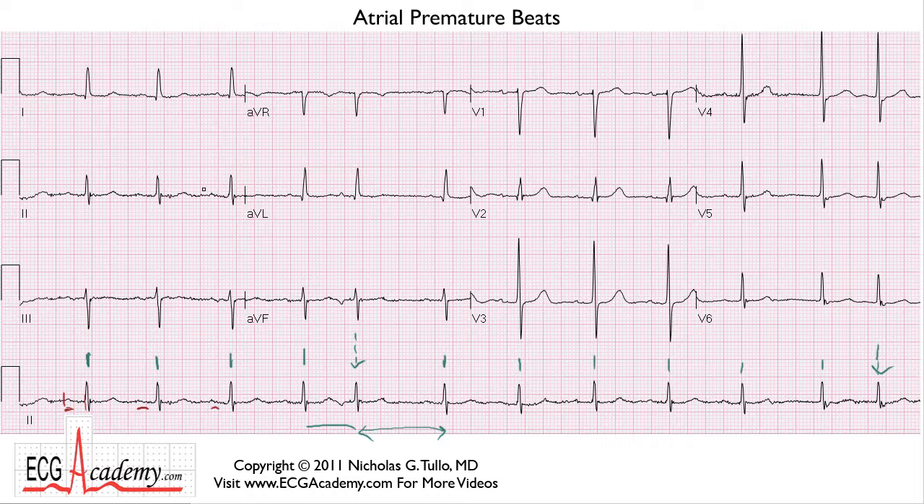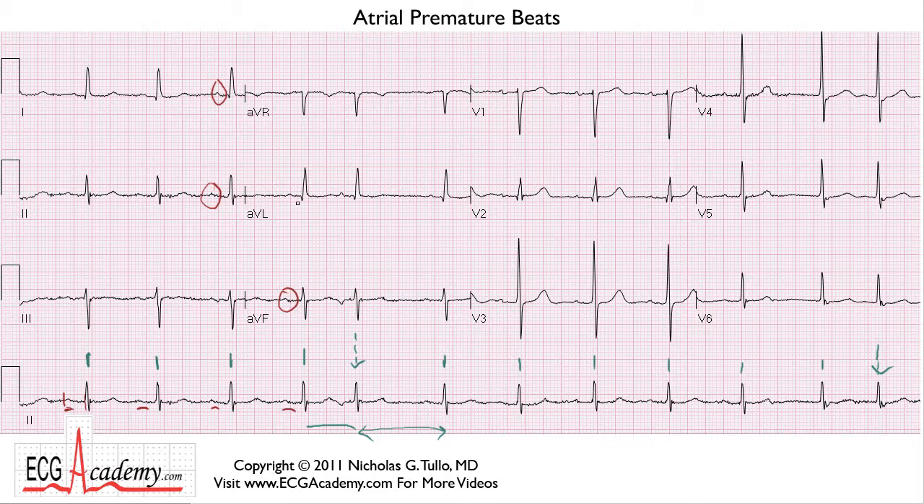Remember, you can look at any lead here. You can see P waves up here and here as well. So there's a P wave in front of every beat. It's upright in 1 and it's upright in AVF, so we're in a normal sinus rhythm with a rate of just about 75 beats per minute, maybe a little slower. So here's the next normal beat, and here's the premature.